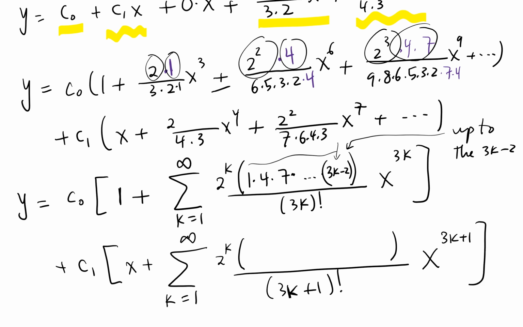Now what goes inside the bracket or the parentheses? What is missing for the first one? We're missing here, we're missing 2. So you need to multiply by 2. We're missing here 2 and 5. So that would be 2 times 5 times, it goes up by 3. So times 8 all the way to the 3k minus 1. 3k minus 1.